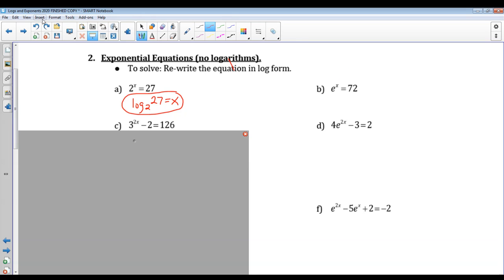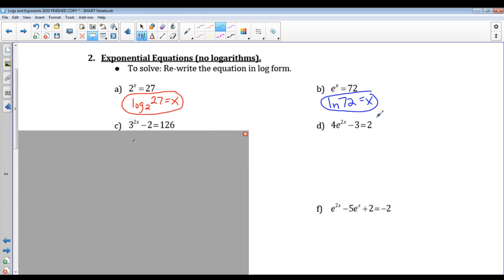All right. Letter B, e to the x equals 72. Same thing. This is the reason why we have natural logs. So we have log base e of 72 equals x. So if we think about rewriting it like we've been practicing, log base e of 72 equals x, and we are done.